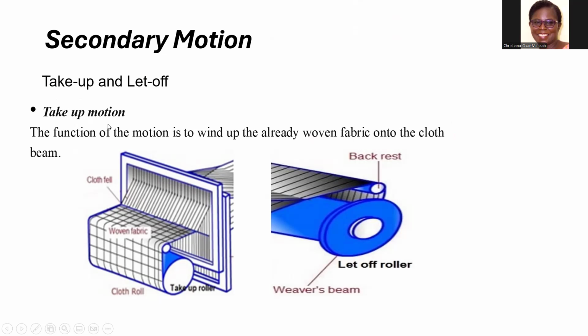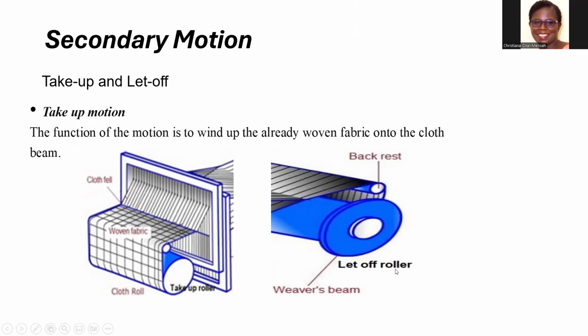So the take-up function, the function of the motion is to wind up the already woven fabric onto the cloth beam. So we are winding this onto the cloth beam. And as you do it, fresh ones will also come from the other beam. So fresh ones will automatically come for you to weave. And that one is the take up and the let off.